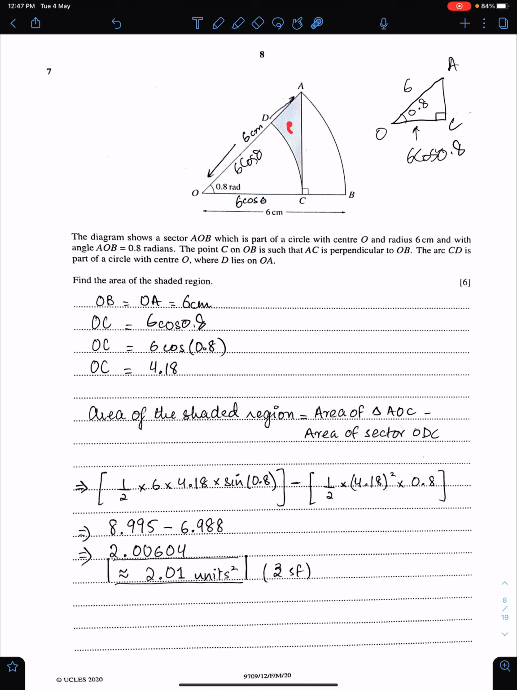Now this area is very simple. Area of this triangle minus area of this sector. So the area of the triangle is half AB sine 0.8, minus the area of this sector, which is half radius squared theta. Make sure you give your answer up to 3 significant figures.